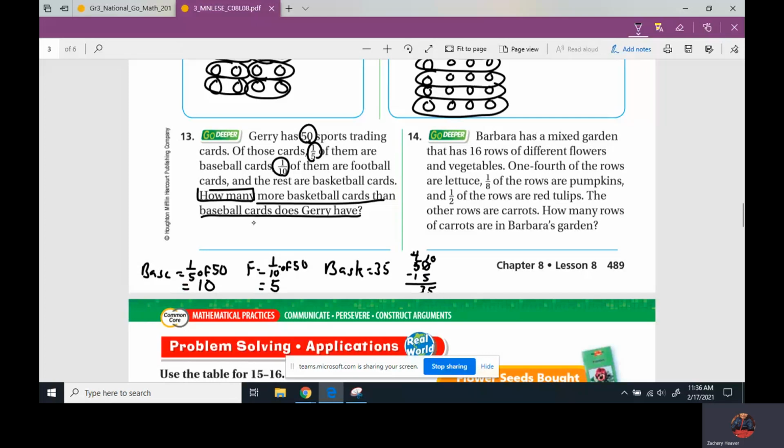The question's asking, how many more basketball cards does he have than baseball cards? So he has 35 basketball cards, and he has 10 baseball cards. So 35 minus 10 makes 25 more.